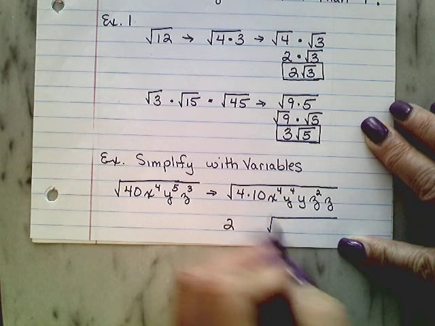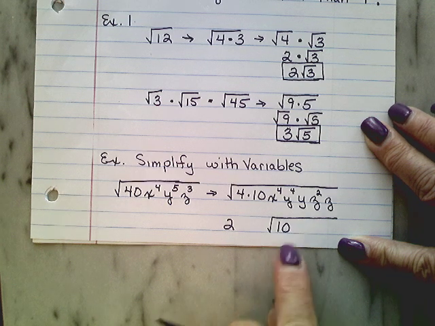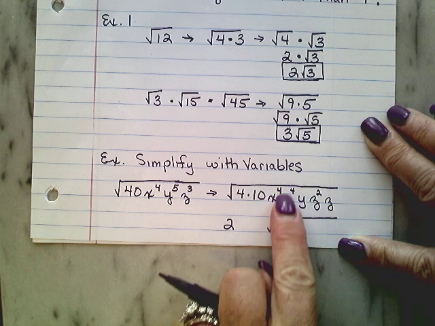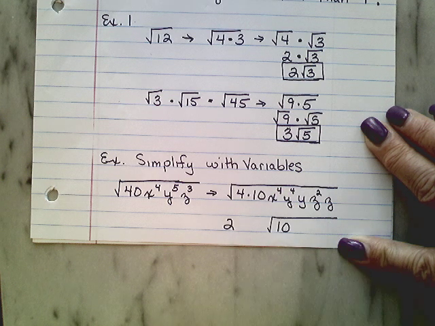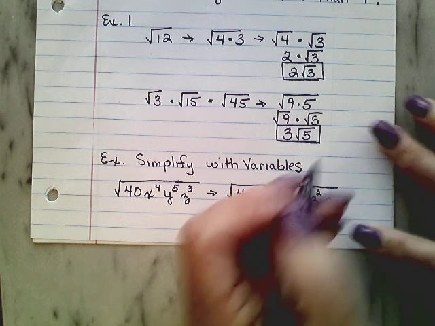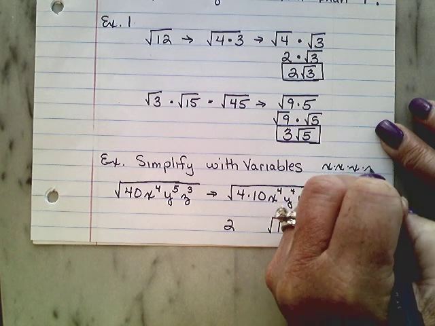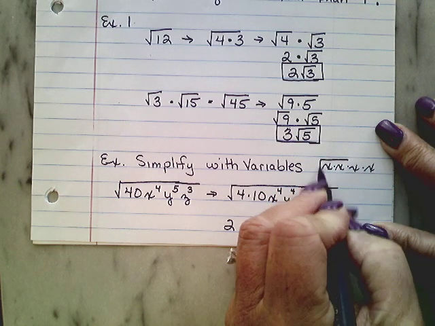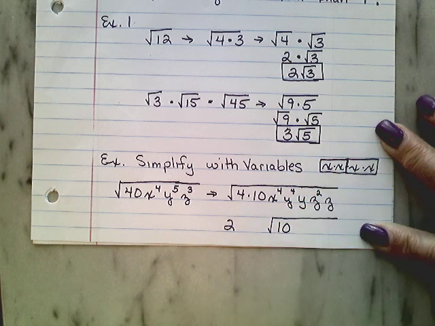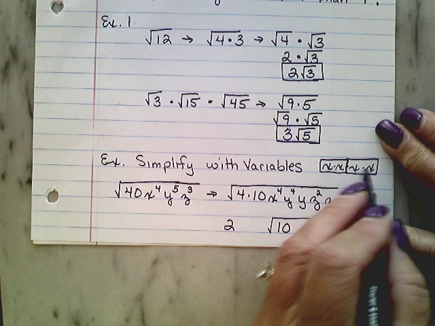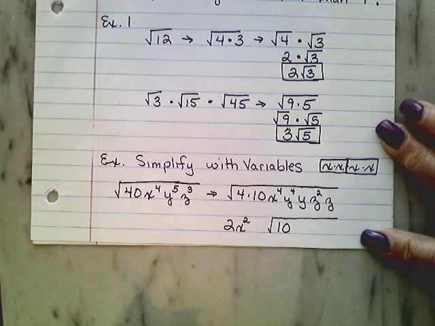What's left would be the 10. I can't do anything with the 10, so that has to stay inside the radical sign. X to the fourth, that's x times x times x times x. So that would be 1, 2, 3, 4. And it takes 2 of them to make a square root. So how many groups do I have? I have 2 of them. Therefore, this becomes x squared.